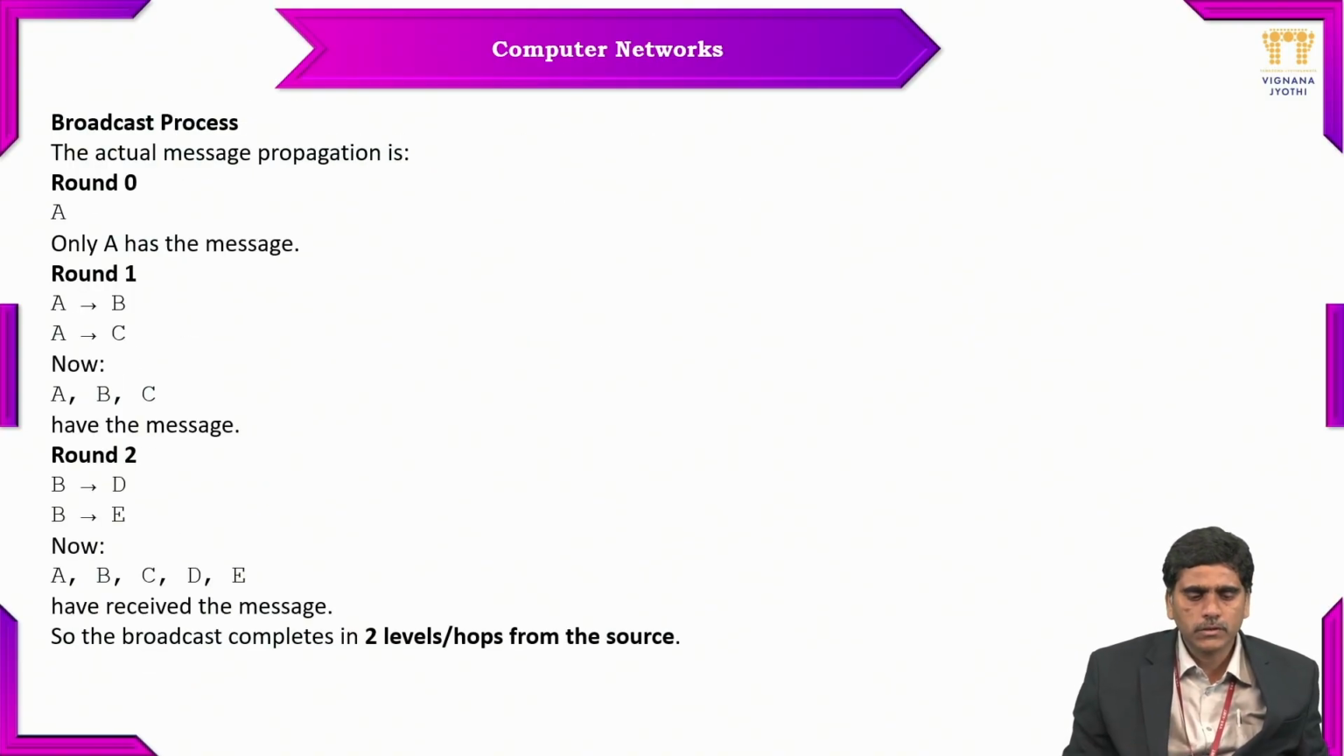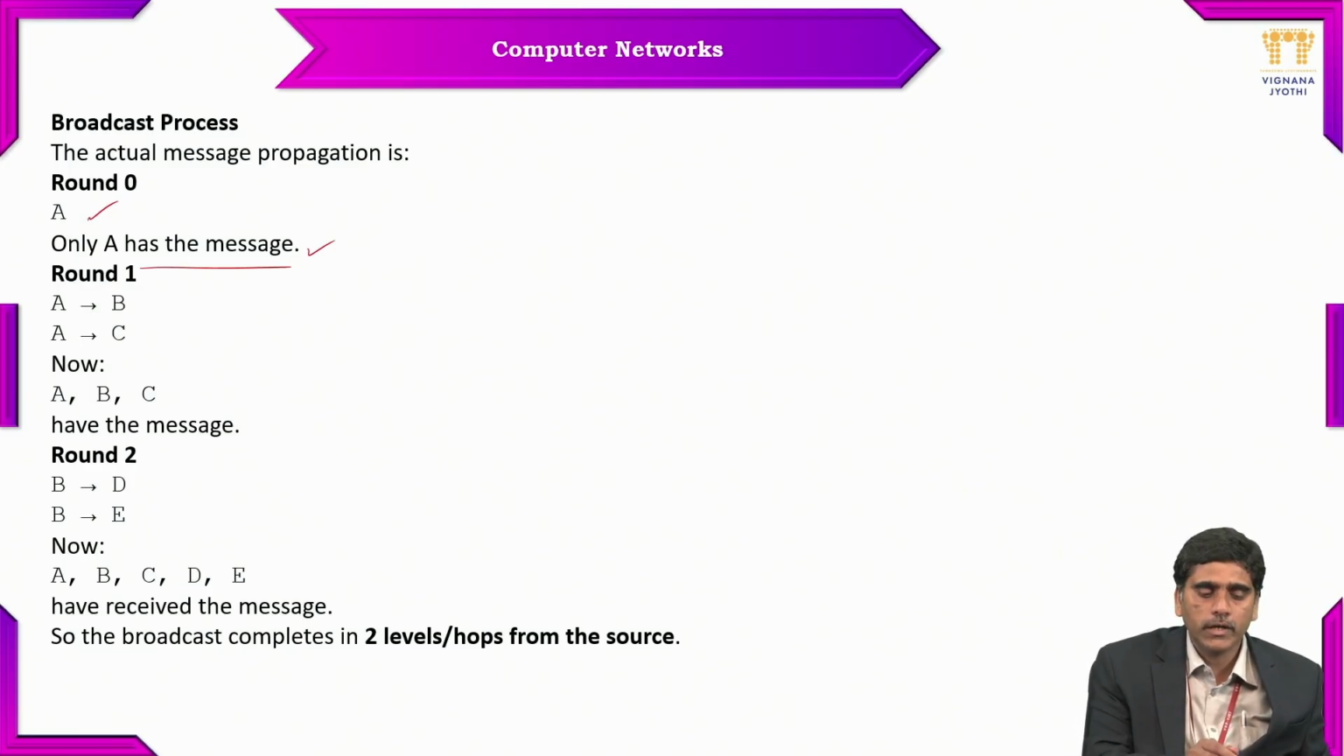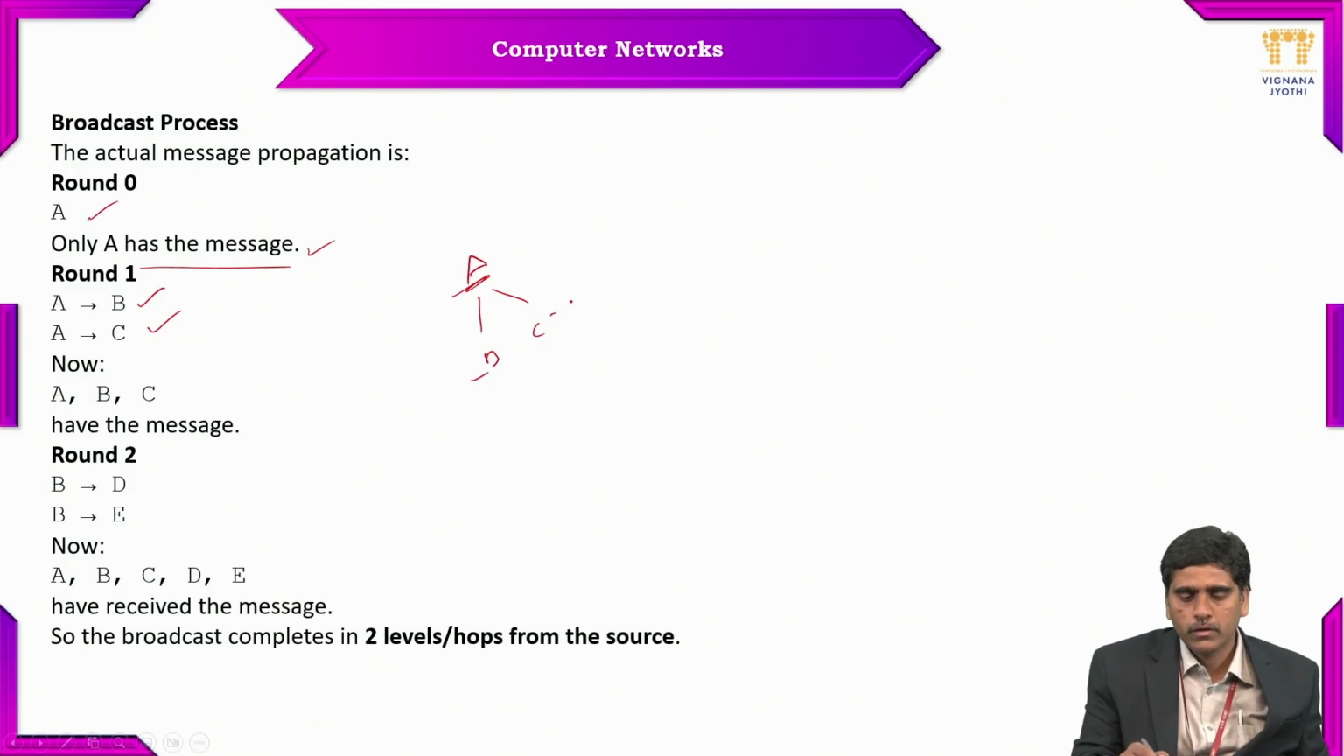So what is the broadcast process like? The actual message propagation is what? Round 0 means the starting round. Round 0 is A: only A has the message and A is broadcasting the message to itself only. So that is round 0. The next round is round 1: A is broadcasting the message to B and C because B and C are directly connected. That is round 1.